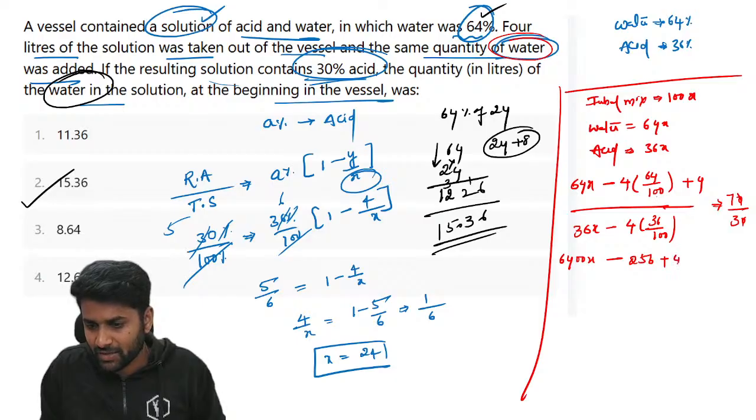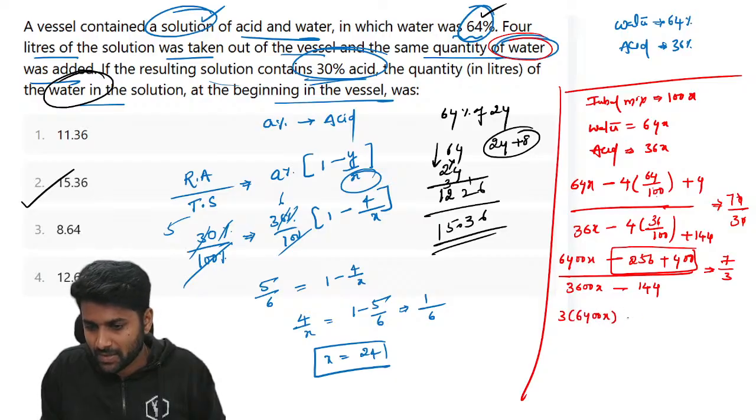again you will get 100. 100 into 4 is 400. Now you will get the cancellation in 100 and 100. I am directly taking the step. 3600x, 4 into 36 is 144, is equal to 7 by 3. Further simplification. Here you will get plus 144. So 3 into 6400x plus 144 into 3 is equal to 3600x multiplied with 7 minus 7 into 144.